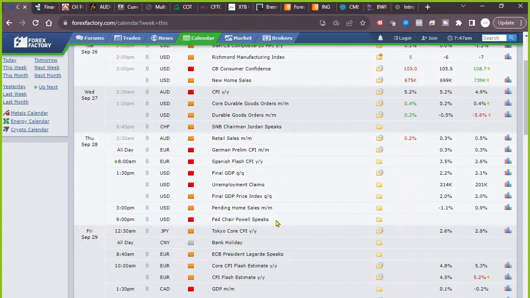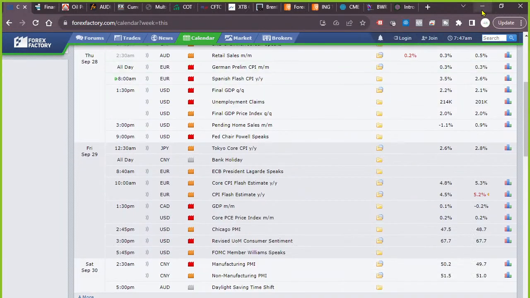Most of them are coming out with similar comments, so I don't expect much in the way of surprises. It's the same old rhetoric at the moment, with quite a bit of hawkishness coming from the US. I was just checking, I was looking at Thursday there.